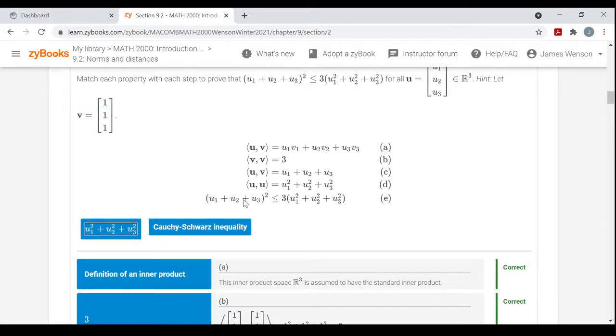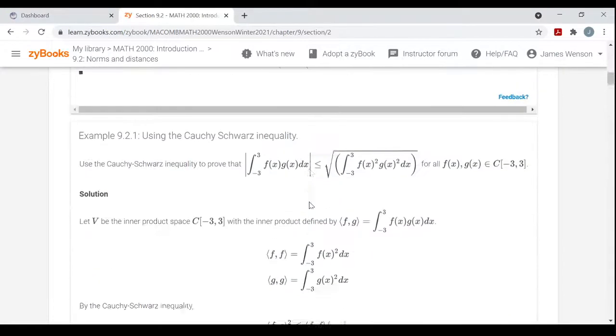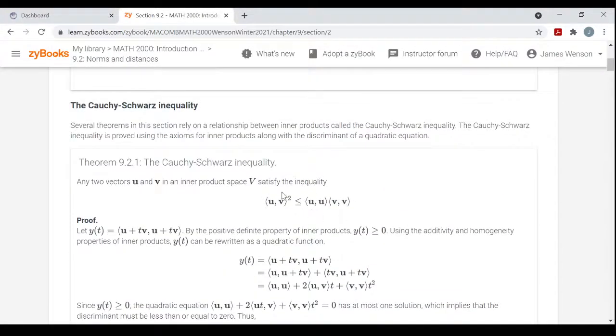Alright, and then finally, this is what the Cauchy-Schwarz inequality implies then. See this left side? u1 plus u2 plus u3, that quantity squared, that's the inner product of u with v squared. And this is less than or equal to 3, which is the inner product of v with v, times u1 squared plus u2 squared plus u3 squared, which is the inner product of u with u. So this statement is an example of the Cauchy-Schwarz inequality, where the inner product is the dot product, and u is vector u1, u2, u3, and v is vector 1, 1, 1.